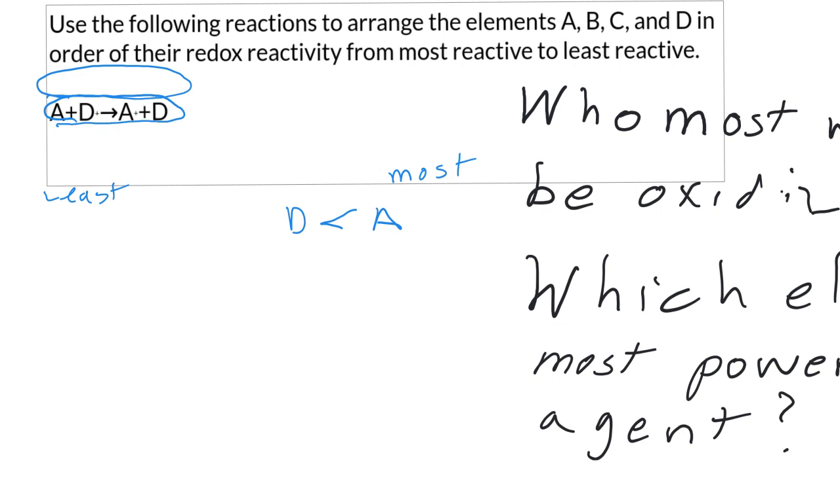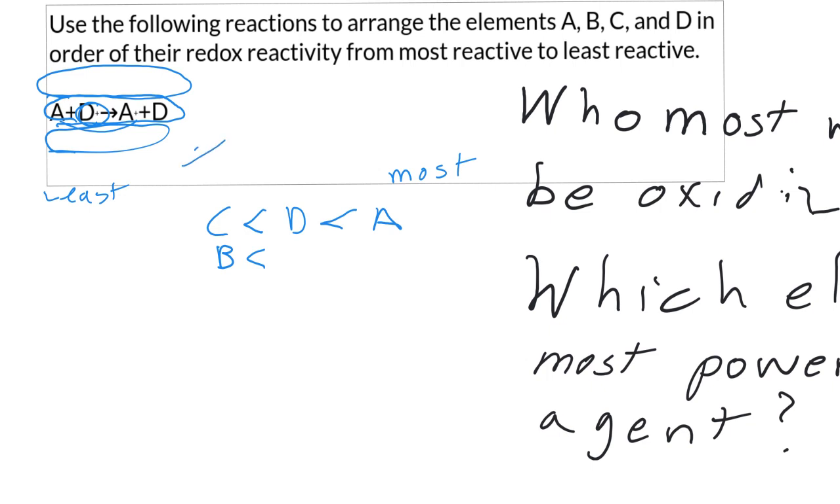D is reducing C, right? D here is forcing C to become reduced. So D is stronger than C. D is doing the same thing for B plus, right? D is forcing B plus to become reduced. So D is stronger than B as well. We don't know anything about the comparative values of C and B.